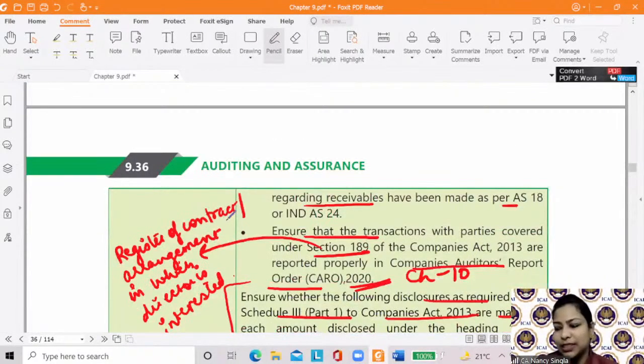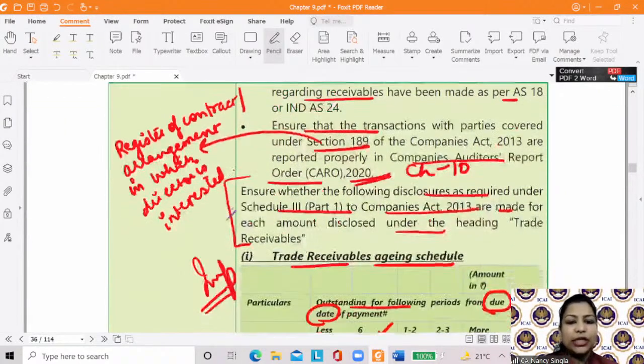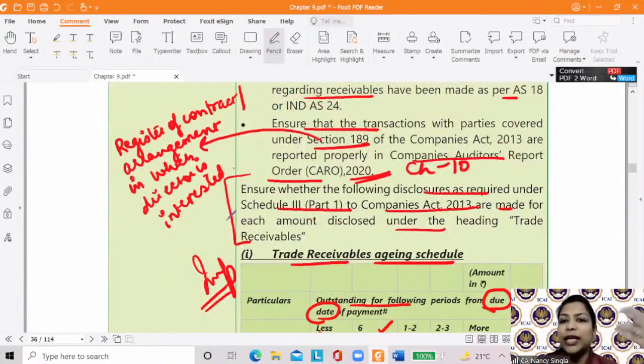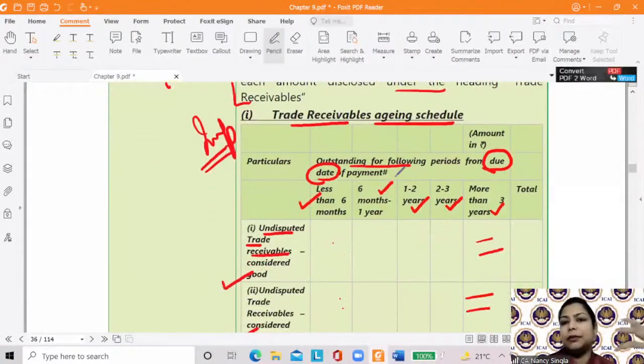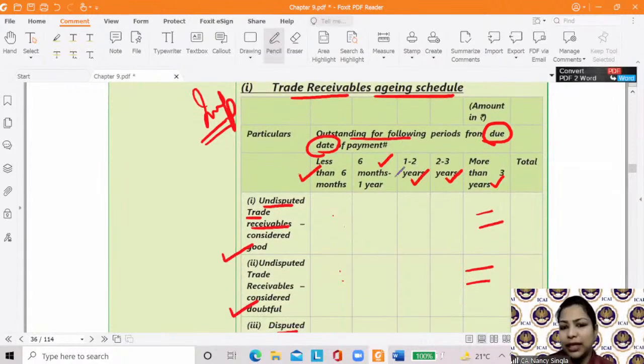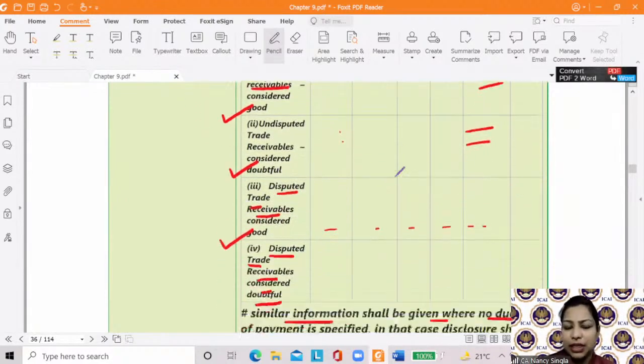रिलेटेड पार्टी है तो AS 18 के अकॉर्डिंग देखना है. And Section 189, अगर अट्रैक्ट होता है, of the Companies Act, which is with respect to the register of contracts and arrangements in which directors are interested, that is you have made a sale to any of the debtors who is related to the director, है ना. तो उस केस में रिपोर्टिंग रिक्वायरमेंट in terms of CARO 2020 is to be seen, and the trade receivable aging schedule should look like this in the financial statements of the client.